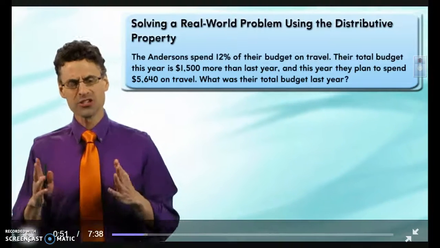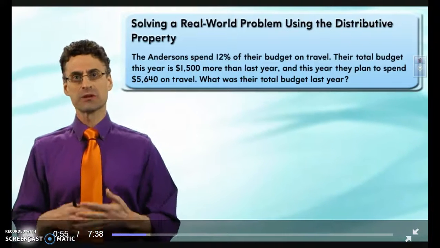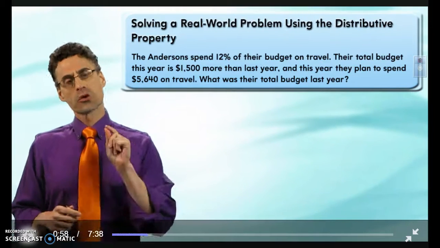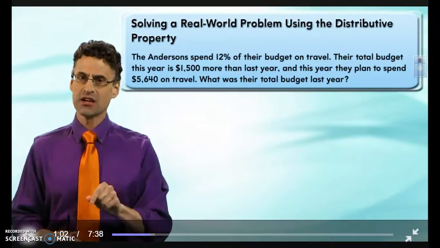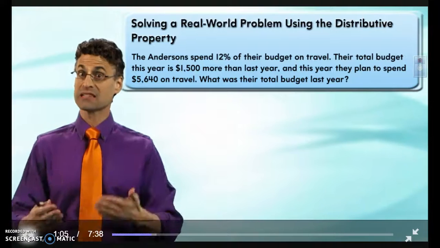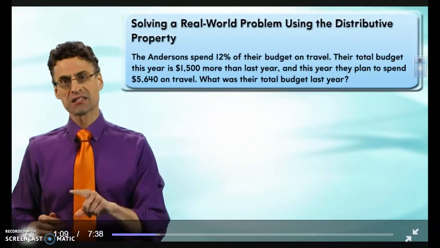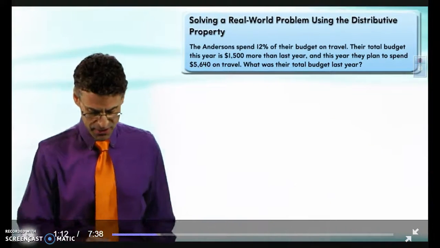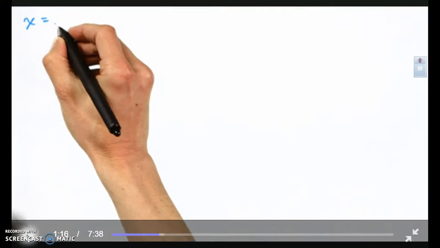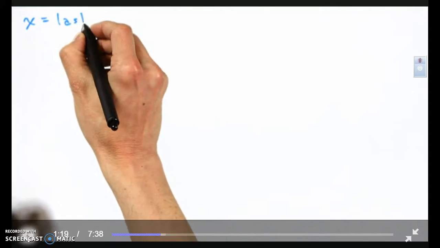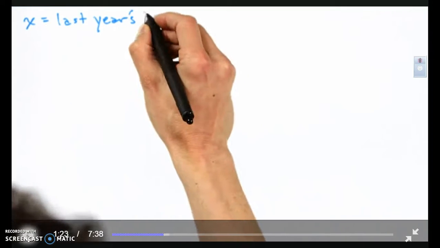Now, there is so much information. You can see it all swimming around. We've got to make meaning of it, so we have to figure out what's going on. So the question we're trying to figure out is, what was their total budget last year? That's the big question mark. That's the thing we don't know. Let's call it X. So let's let X be their total budget last year. And I'm actually going to write that down. So let's let X equal last year's budget.